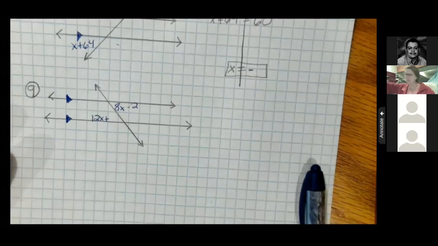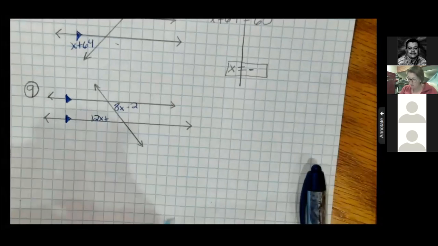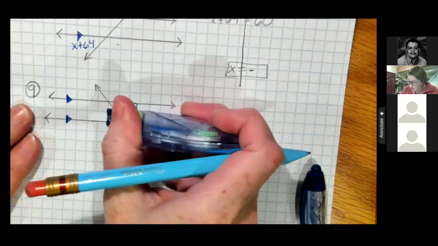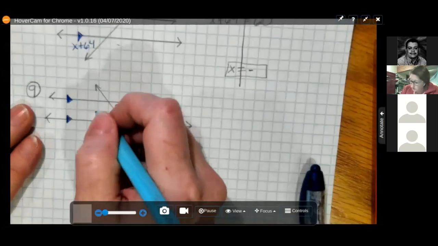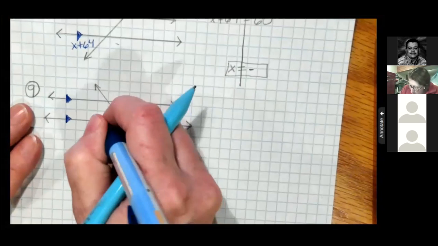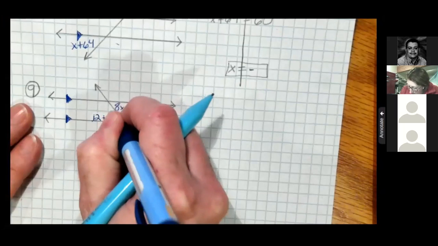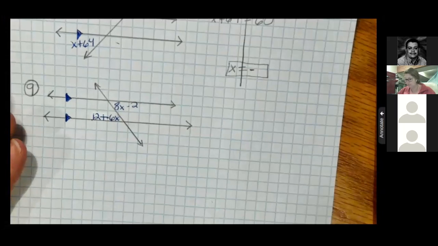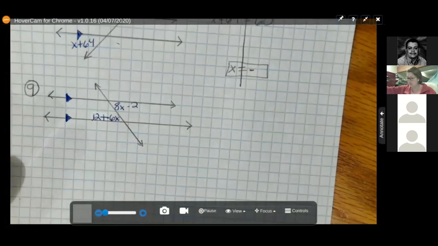Now I have 8x minus 2 and 12 plus 6x. I said that wrong. Being dyslexic is murder. There we go. This is why I go through whiteout like there's nothing going on to stop.